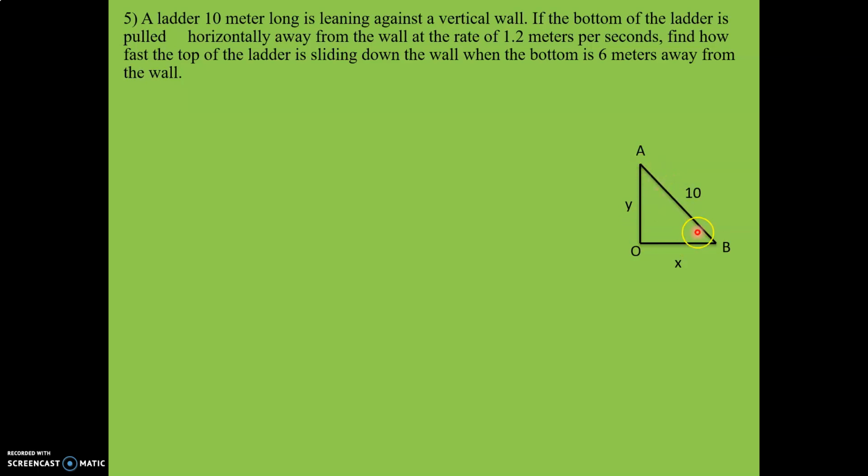Find how fast the top of the ladder is sliding down, when the bottom is 6 meters away from the wall. Then AB is the ladder, OA is equal to y and OB is equal to x. We have to assume dx/dt. It is given that the bottom of the ladder is moving away from the wall at the rate of 1.2 meter per second. So dx/dt is 1.2 meter per second.